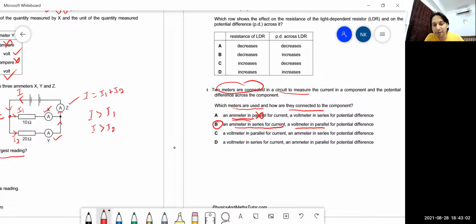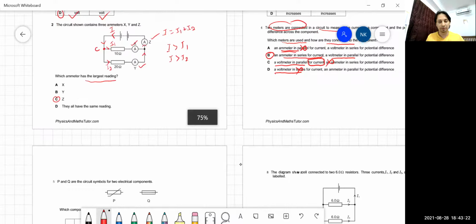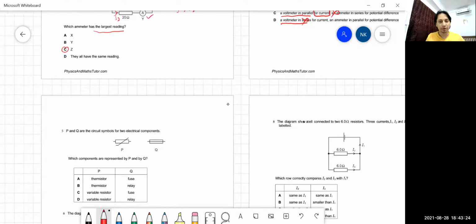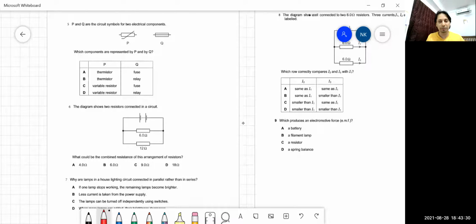Why is answer C wrong? A voltmeter in parallel, up to this is correct, but a voltmeter cannot be used to measure current, so that's why option C is wrong. Similarly, in option D, a voltmeter in series, but a voltmeter is connected in parallel, so the right answer is B. Next question, children. Question number 5 is based upon the component. We are not going to discuss this part also. And question number 6, children.